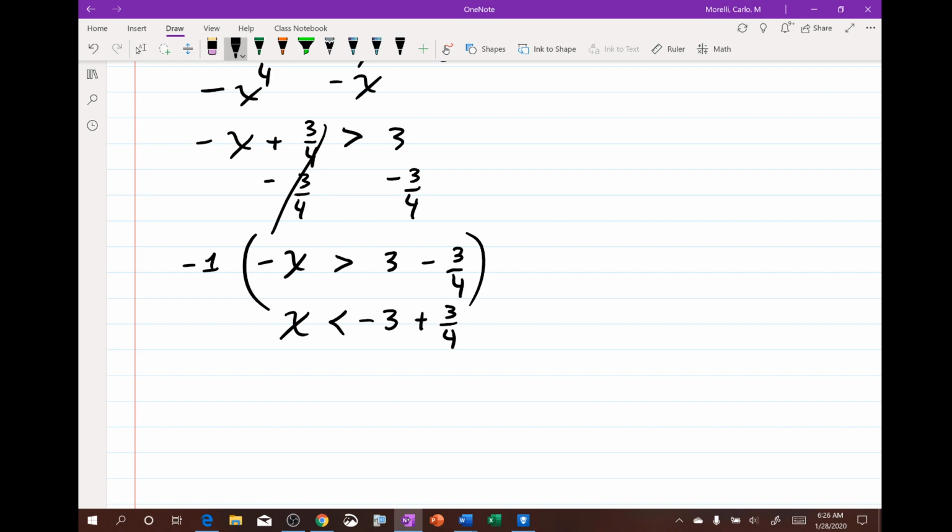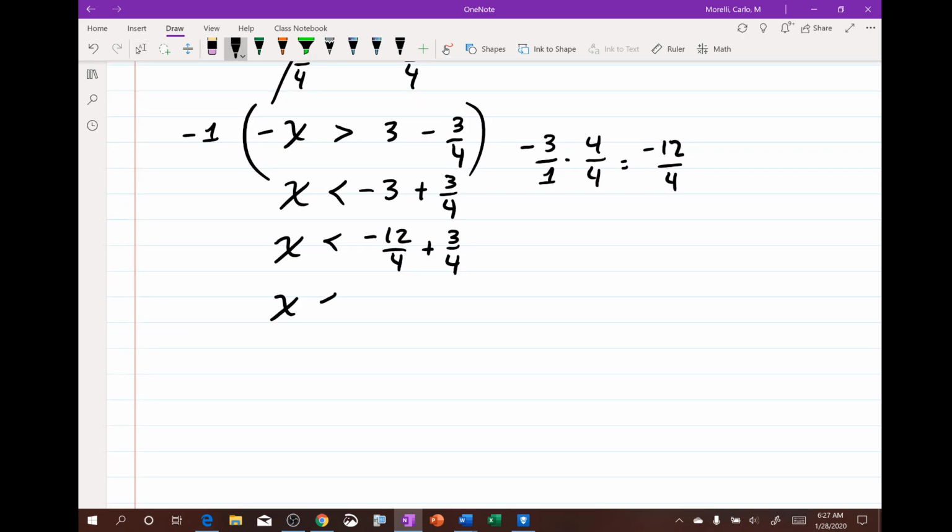Well, we only have one other problem. We can't combine -3 with 3/4 until we convert -3 into a fraction with 4 in the denominator. So here's how you do that. You put negative 3 over 1 times 4 over 4, and that'll scale that fraction. So now you have negative 12 over 4. So we have x is less than negative 12 fourths plus 3 fourths.